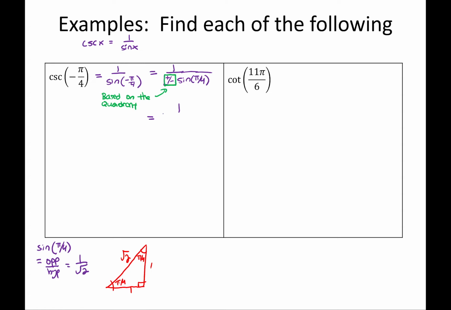So we'll have 1 divided by plus or minus 1 over root 2. And that will be 1 divided by plus or minus 1 over root 2. Dividing by a fraction is the same as multiplying by the reciprocal. So this becomes plus or minus root 2.